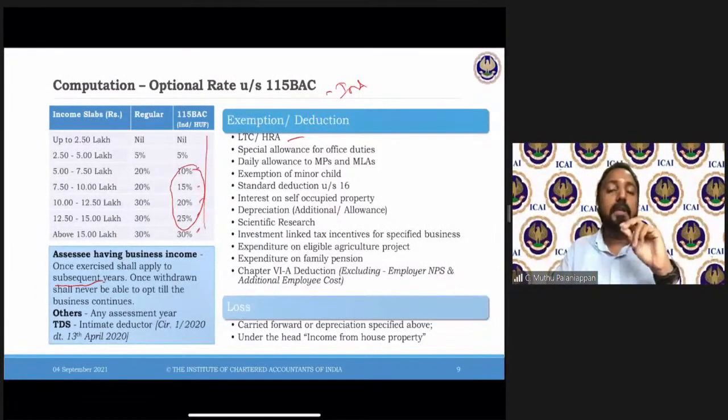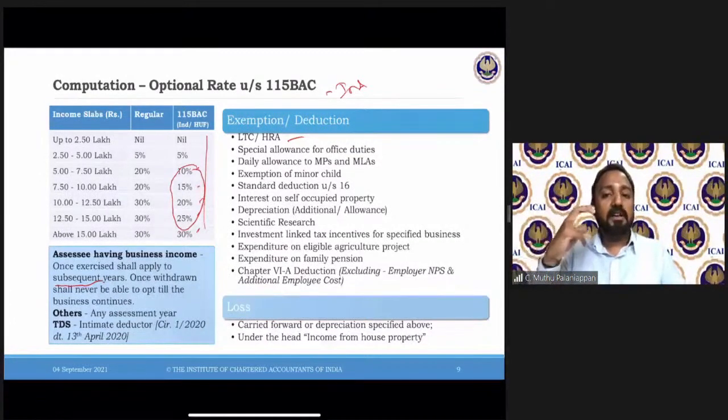And then depreciation. Regular depreciation is allowed. You would have studied something called additional depreciation and additional depreciation allowance. So that depreciation is not allowed. Basically, it is only for new assets acquired during the year. For manufacturing entities and selected entities, you can claim additional depreciation. That depreciation is not allowed under this new provision. Any deduction under scientific research, any extra deduction: you are already eligible for it as an expenditure. If you are claiming an additional deduction under scientific research, that also is not allowed.